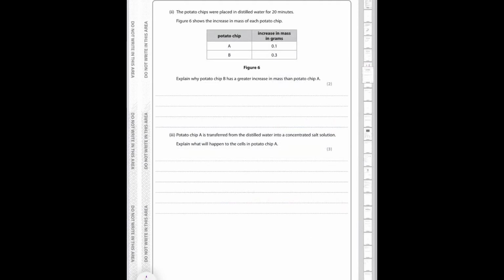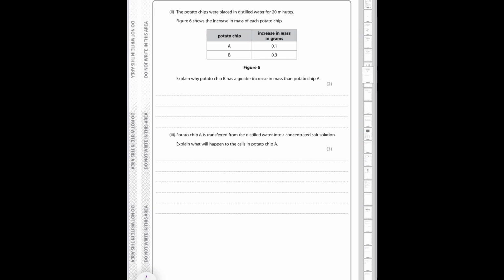So in this part of the question, we're given figure 6, which for potato chips A and B gives us the increase in mass in grams. So the potato chips were placed in distilled water for 20 minutes. Figure 6 shows the increase of mass. So A increased by 0.1 grams and B increased by 0.3 grams.